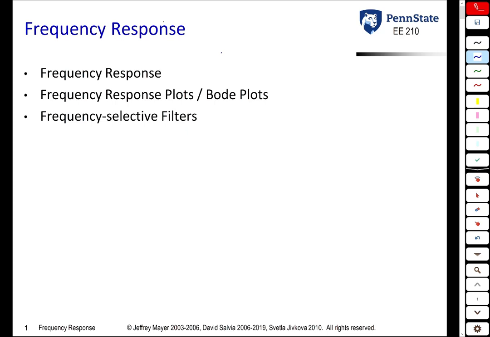So the input was a sinusoid of a certain frequency. The output, whether it be some voltage or current, was at the same frequency as the input, but the amplitude and the phase could be different. And sinusoidal steady-state analysis gave us techniques for evaluating what the output voltage or current would be.